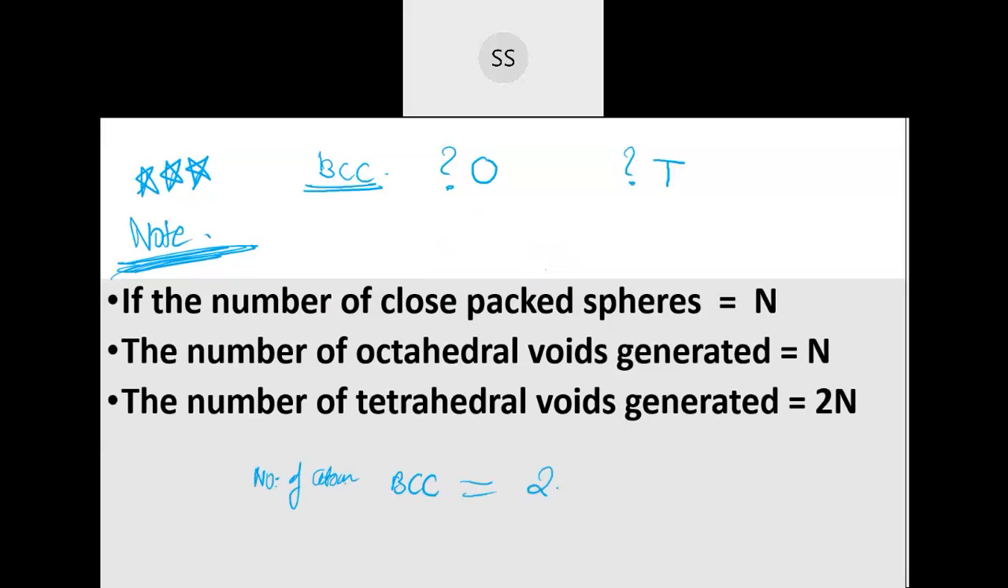So that means the number of octahedral voids generated also will be 2. And the number of tetrahedral voids generated will be double of that. That means it should be 4. Understood? Okay, now the same thing if I ask you for FCC.